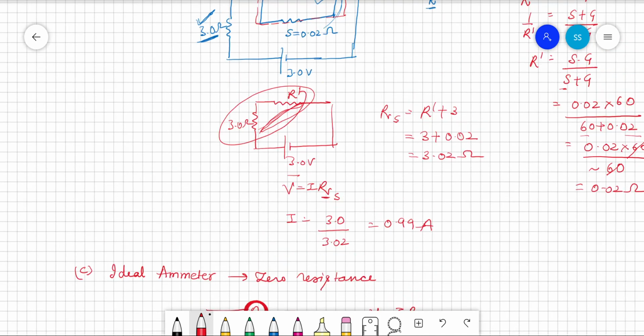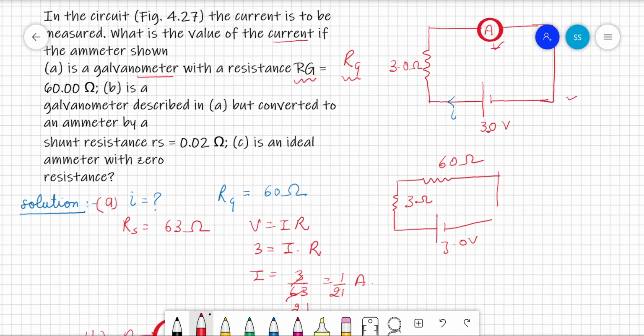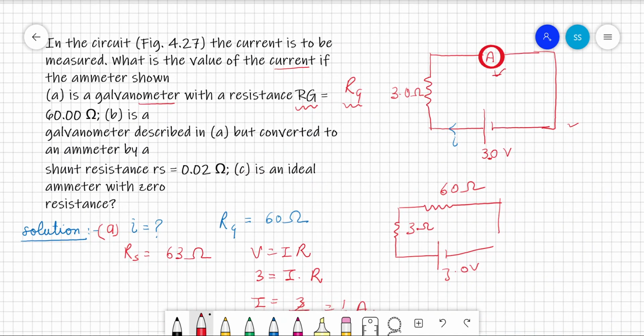So that was your numerical related to the conversion of a galvanometer into an ammeter and a voltmeter. Pay attention towards the basics which we have learned.